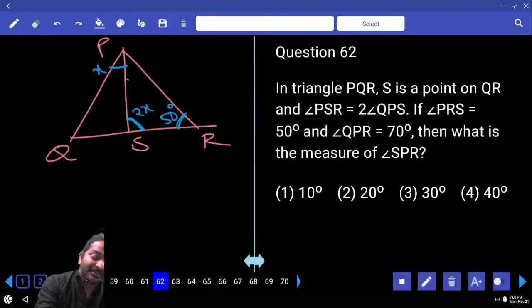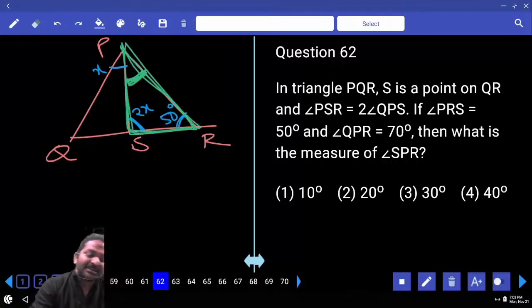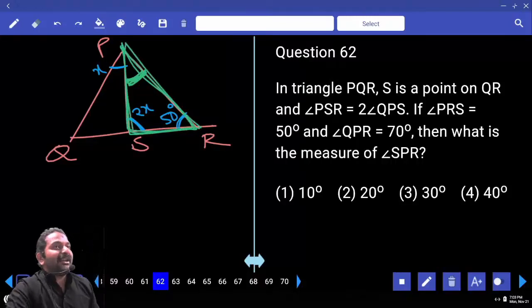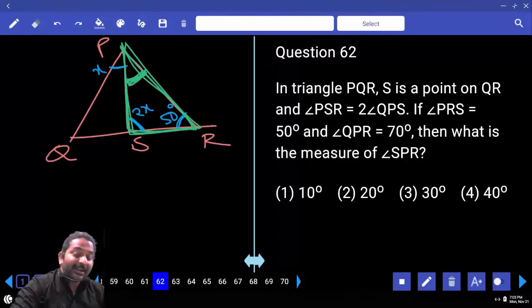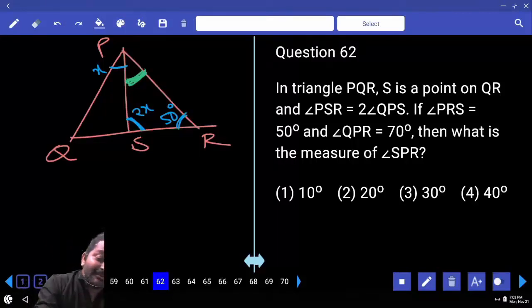SPR. That means this one, right? Now, if you consider the PSR triangle, the internal angle sum must be 180. Out of 180, you already know two angles: one is 50, the other is 2x. Correct?